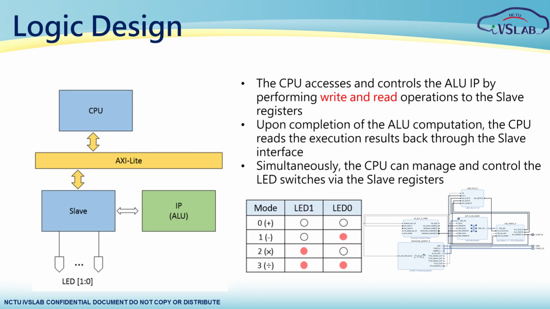Next, let's examine our experimental circuit. To start off, the CPU issues a write command. At this moment, the data payload travels through the AW and W channels we just discussed, and writes directly into the slave interface. Once the slave receives this data, it immediately hands it over to our ALU IP core to perform the computation.